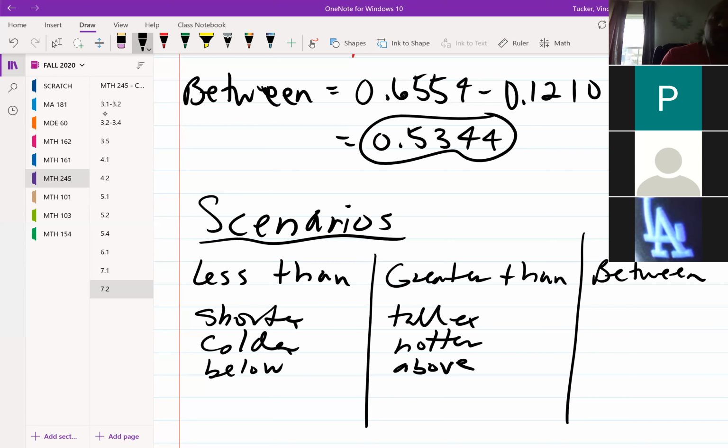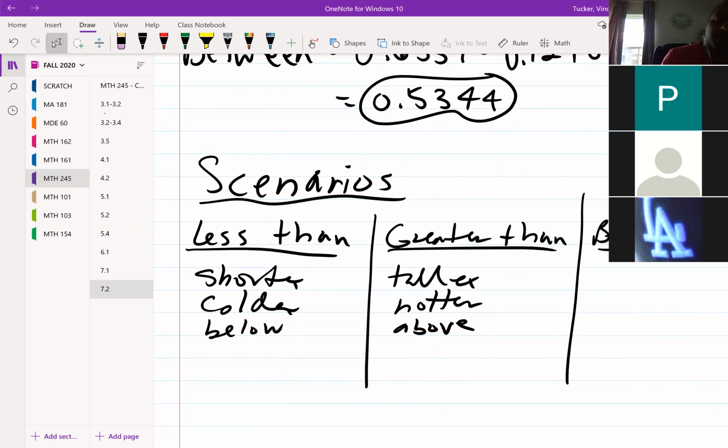But anything that represents greater than or less than, those keywords will still hold true: something less versus something greater. There are plenty of examples out there. But for anything that's less than, you use the chart value as the answer.